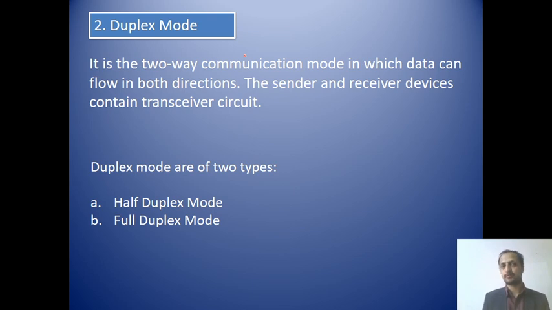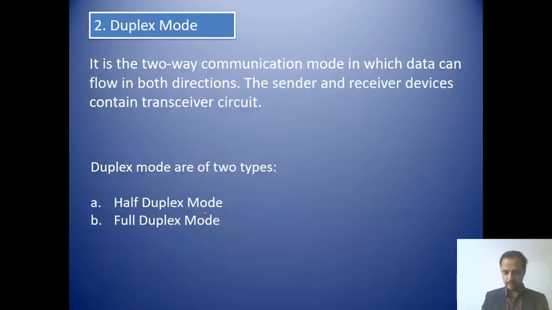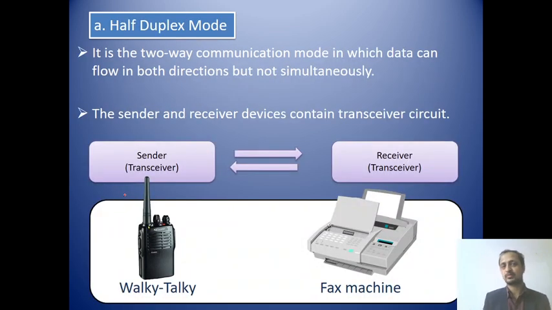The first one is half duplex mode and the second one is full duplex mode. Let us go first to half duplex mode. Whenever we are talking about duplex mode, whether half or full, both are duplex modes, so data can be transmitted in both directions. So it is also known as bidirectional transmission mode. Half duplex mode is the two-way communication mode in which data can flow in both directions but not simultaneously. In half duplex mode, data cannot transmit simultaneously.